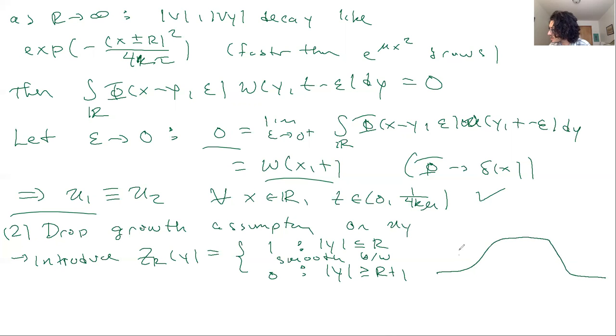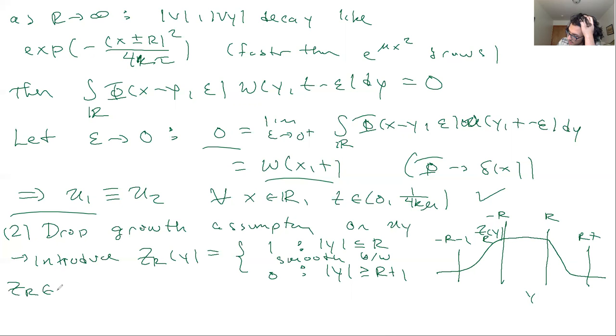something like this, right? So we have, here's minus r and r, here's minus r minus 1, and here's r plus 1, right? Here's y, and here we plotted our function Zr, okay? All right, so it's kind of like an indicator function, a smoothed indicator function. So Zr is C2 on R, okay?